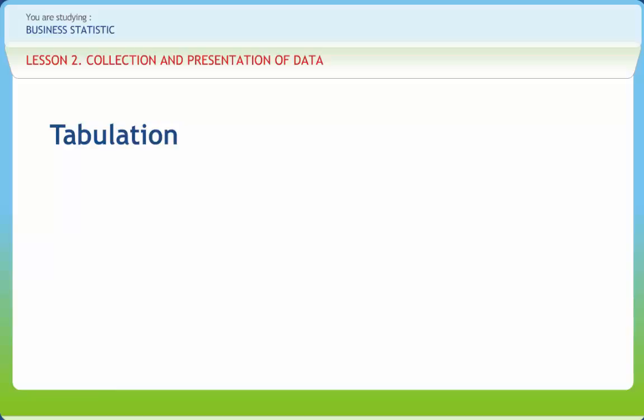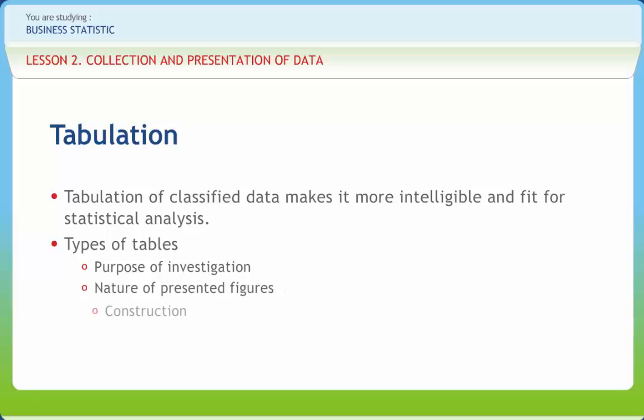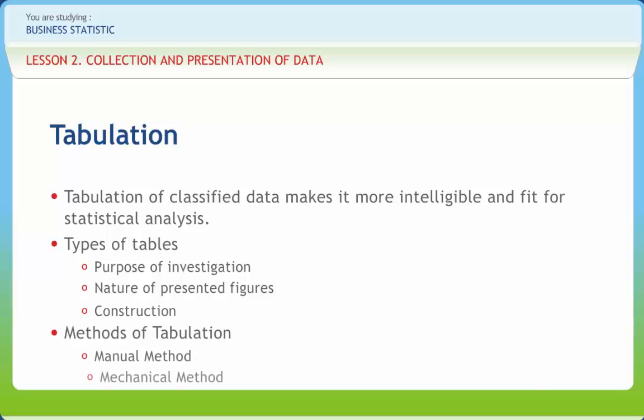Tabulation is a systematic presentation of numerical data in rows and columns. Tabulation of classified data makes it more intelligible and fit for statistical analysis. The main objectives of tabulation are to simplify complex data and to highlight chief characteristics of the data. Classification of data is a base of tabulation because first the data are classified and then tabulated. Types of tables depend on the purpose of investigation, nature of presented figures, and construction. Tabulation of the collected data can be done in 2 ways: first, by manual method, and second, by mechanical method.